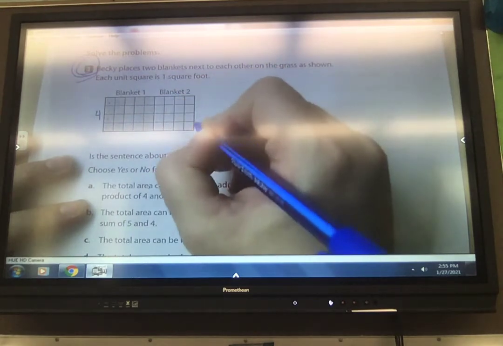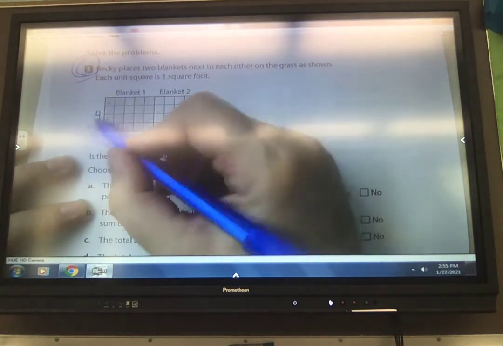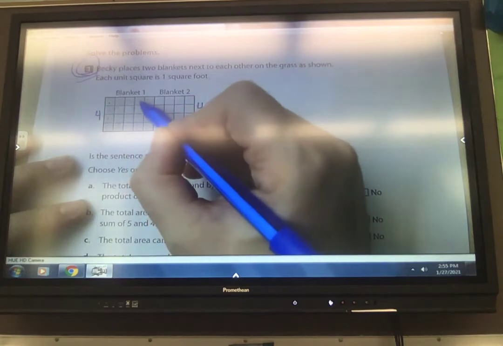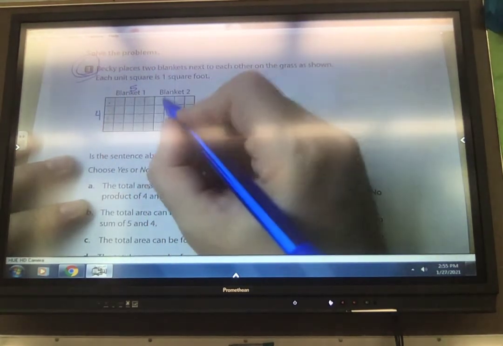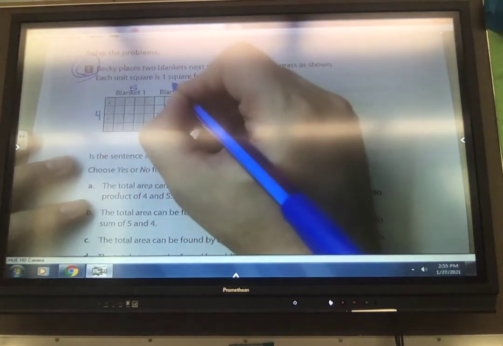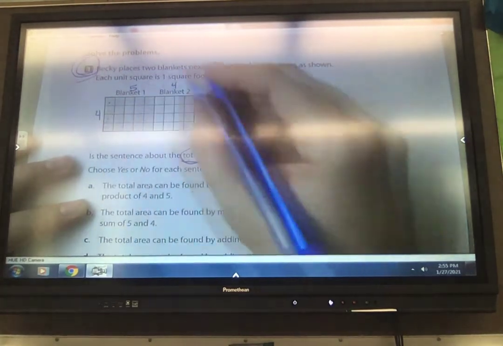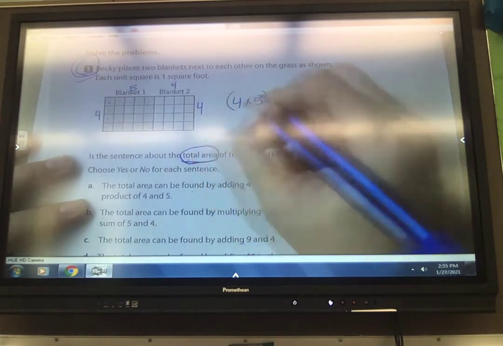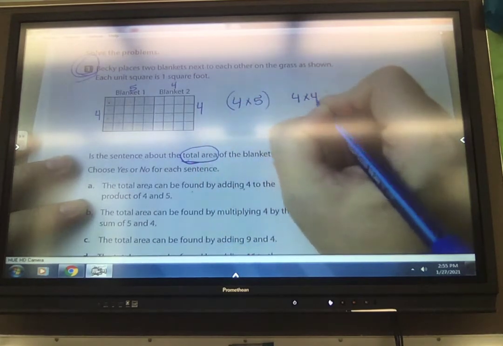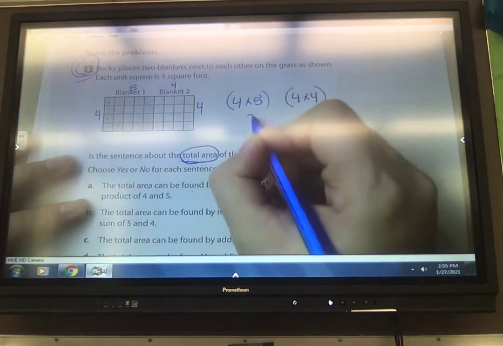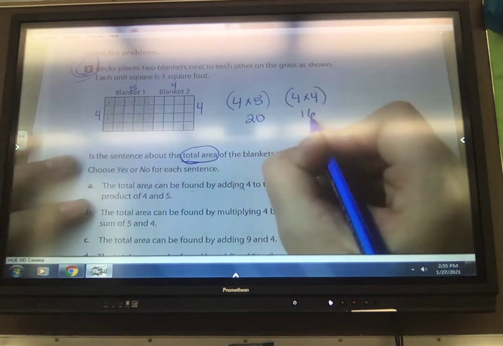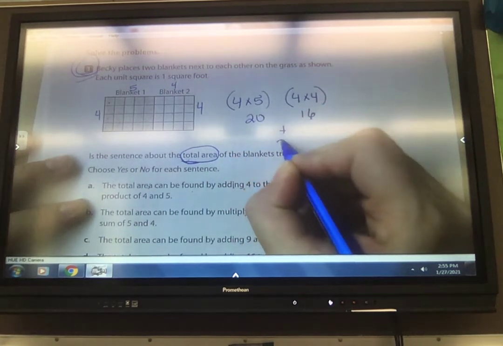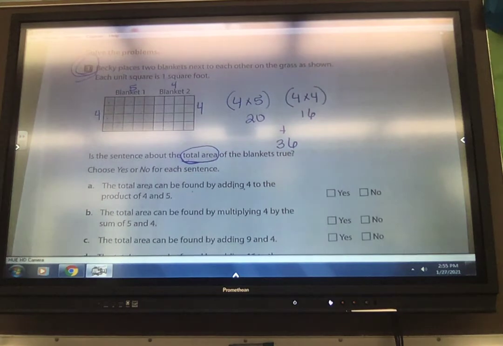1, 2, 3, 4. That's width. Length, 1, 2, 3, 4, 5 of the shaded. 1, 2, 3, 4 blanket 2. So we have 4 times 5, and we have 4 times 4, which gives us 20, and then 16, and we put them together, we get 36 for a total.